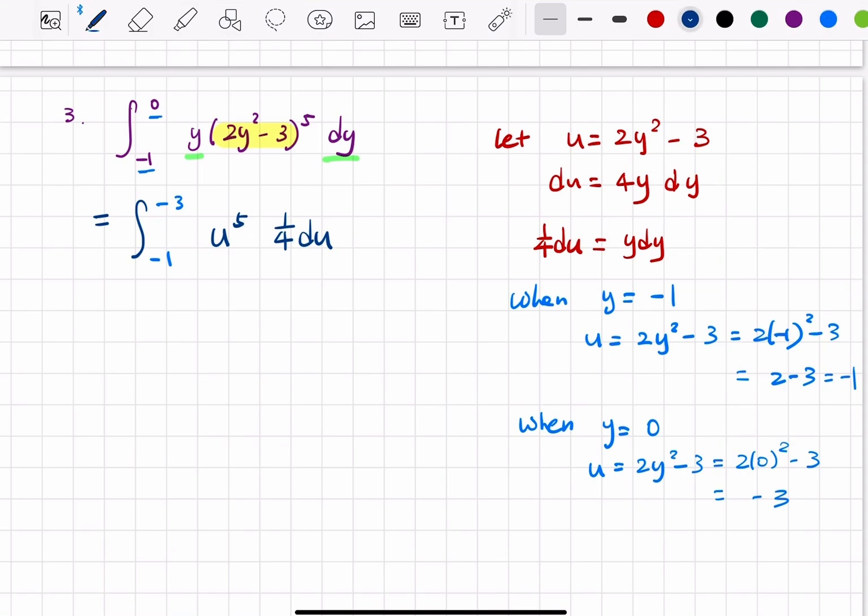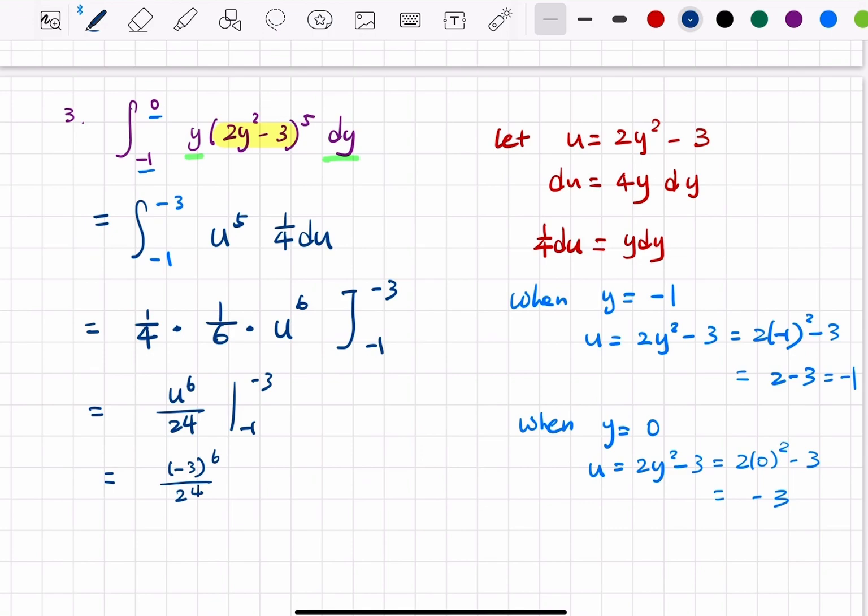The integration is going to be 1/4 to the front, u to the 5th, which is 1 over 6, u to the 6th power, and then we're going to evaluate it from -1 to -3. Which is going to be -3 to the 6th power over 24, minus -1 to the 6th power over 24.